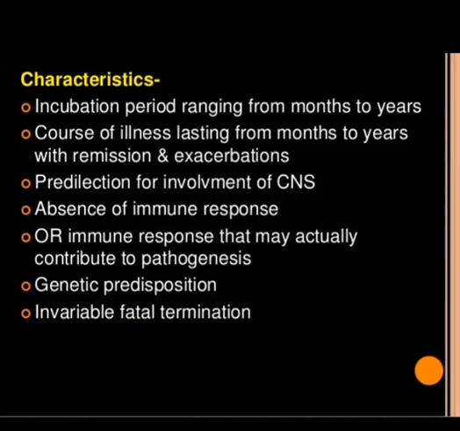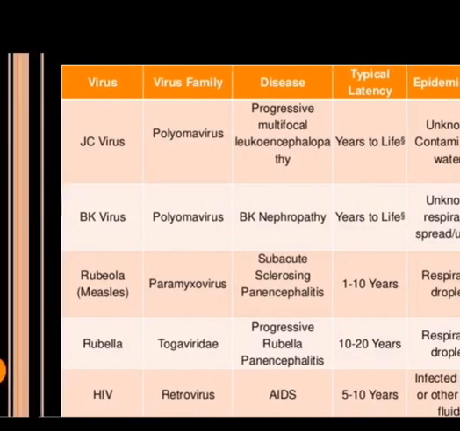Here we can look at the characteristics of slow virus disease. The incubation period ranges from months to years. The course of illness lasts from months to years with remissions and exacerbations. There is a predilection for involvement of the CNS; the CNS is the worst affected part. There is absence of an immune response, or an immune response that may actually contribute to the pathogenesis. Genetic predisposition and invariably fatal termination may also occur here.